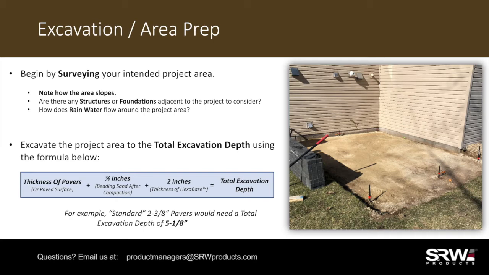To figure out the total excavation depth, simply add the thickness of the pavers, or whatever paved surface you're using, plus 3/4 of an inch for the bedding sand. This is the thickness of the sand after paver installation and compaction. Plus, we're going to add 2 inches for the thickness of the HexaBase panels themselves. So, if you're using a standard 2 3/8 inch paver, you would need a total excavation depth of about 5 1/8 inches.